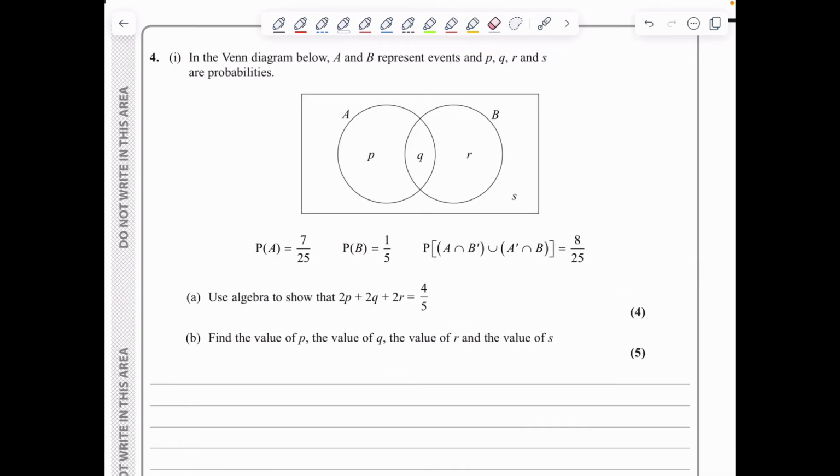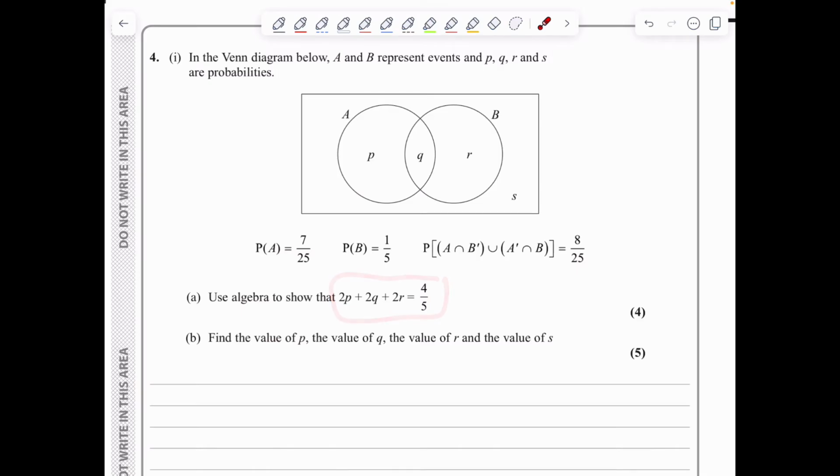In question 4i, we've got a Venn diagram given here. A and B represent events, and P, Q, R, S are probabilities. We have that the probability of A is 7 over 25, the probability of B is 1 over 5, and the probability of A intersection B dash union A dash intersection B is 8 over 25. And we need to use algebra to arrive at 2p plus 2q plus 2r is 4 over 5.